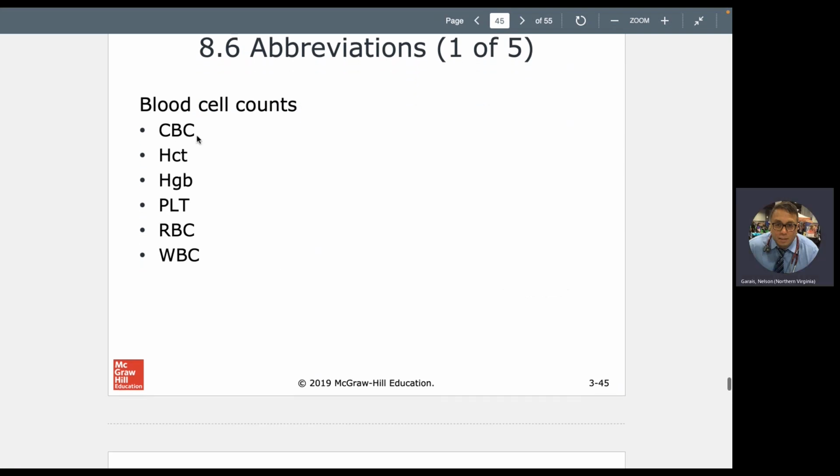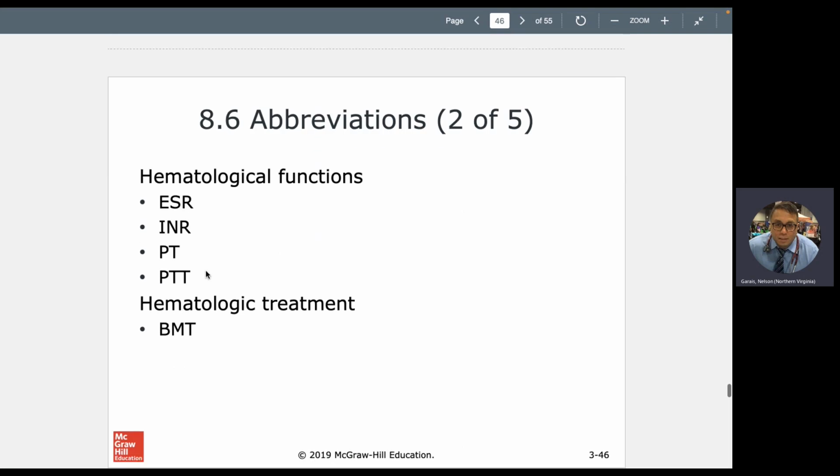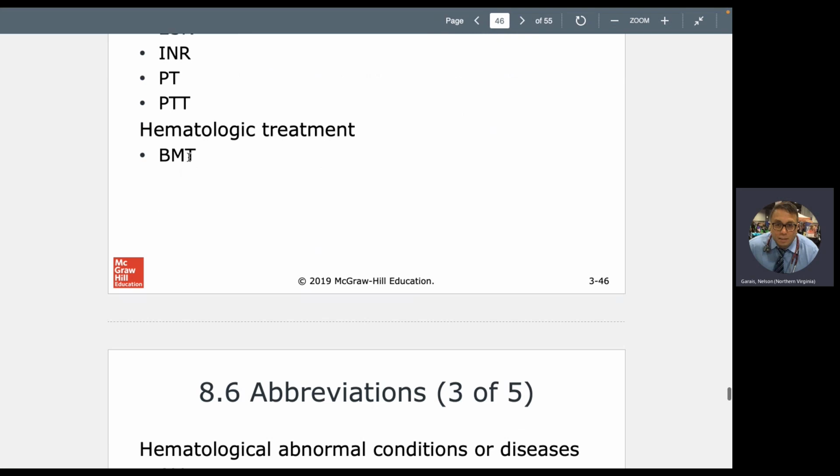Let's look at some abbreviations. CBC, complete blood count, hematocrit, hemoglobin. We don't use platelet too much. Red blood count, white blood count. If there were lowercase letters, it would be red blood cell and white blood cell. Erythrocyte sedimentation rate. You don't need to know what that is yet. But PT-PTT-INR is a clotting function test, and that's common. Bone marrow transplant, BMT.